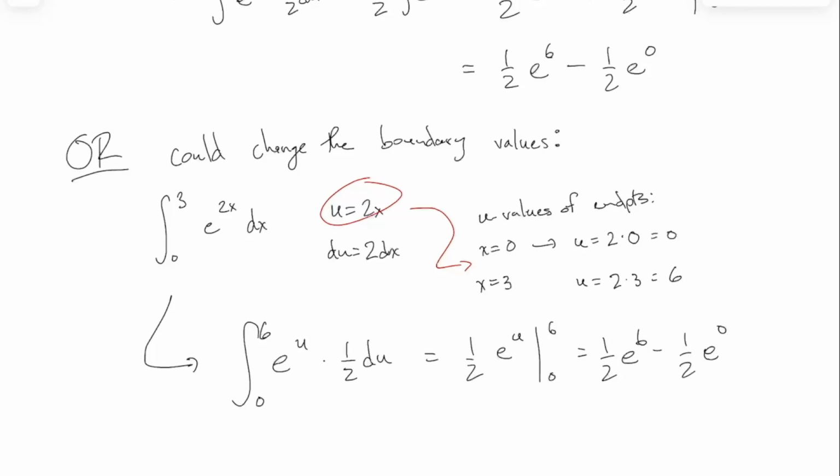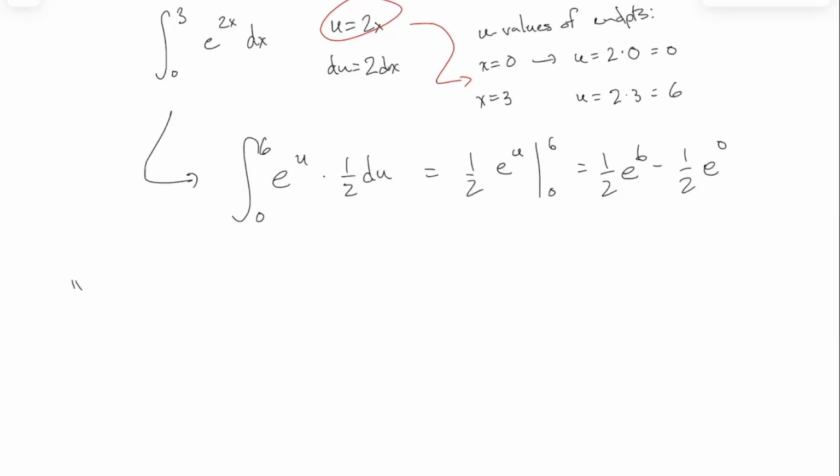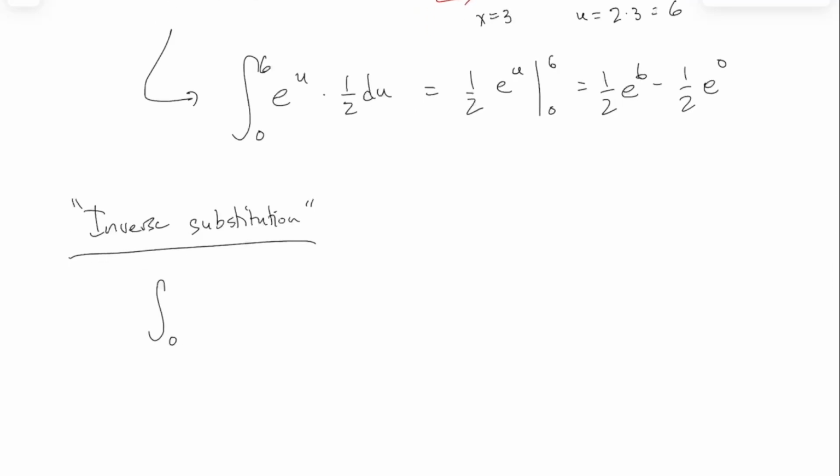Anybody have any questions about that? I hope that this seems okay to everybody, because I'm about to do something that's a variation on that, but a little weird, which probably you have not seen this kind of thing before. This is what our book calls inverse substitution. I'm going to do the same problem again. Integral from 0 to 3 of e to the 2x dx.